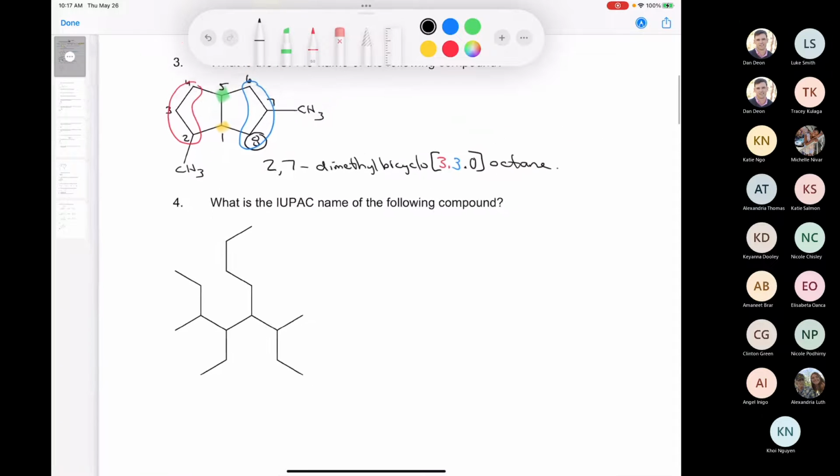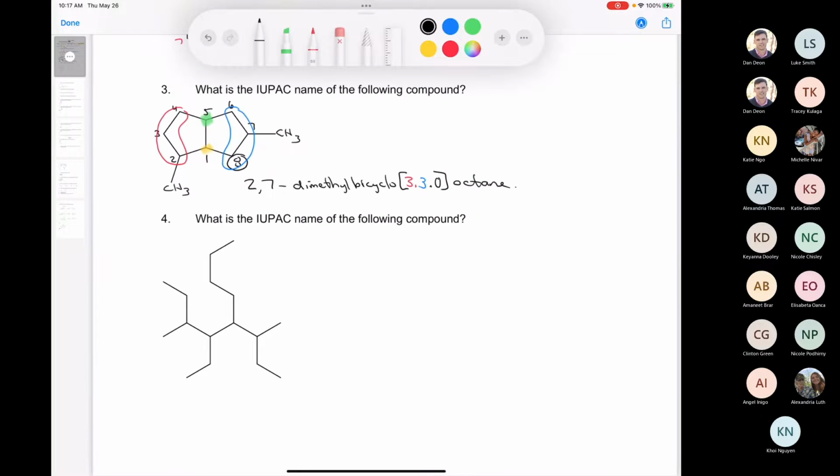Question number 4, very similar to the first two. We find our longest carbon chain, and we find the longest carbon chain that possesses the most branching. Well, with this one, our longest carbon chain starts here, 1, 2, 3, 4, 5, 6, 7, 8, 9. And so you can see that we have a methyl group here. Let me just label them like this. So here we have a methyl. So we have a 3-methyl. Here we have a 4-ethyl.